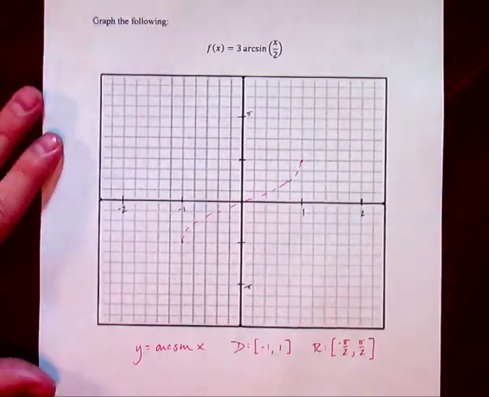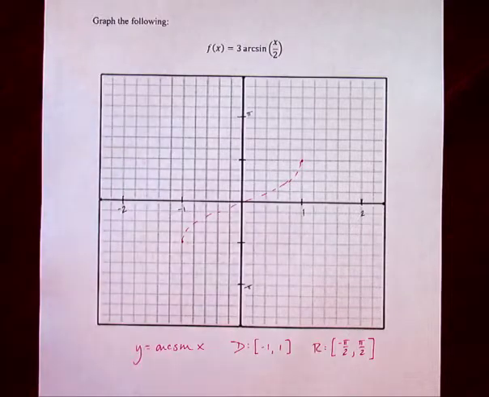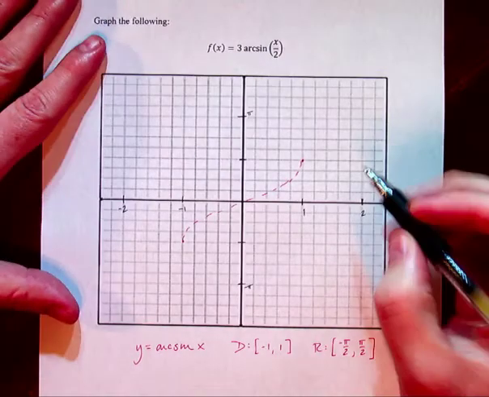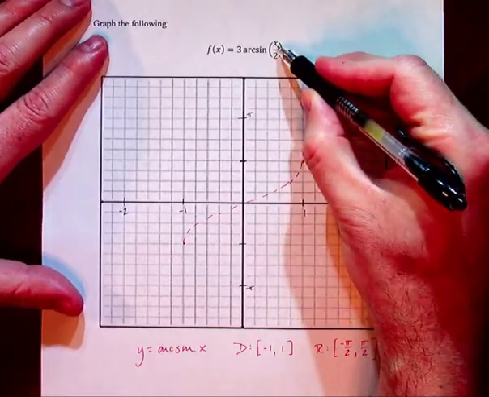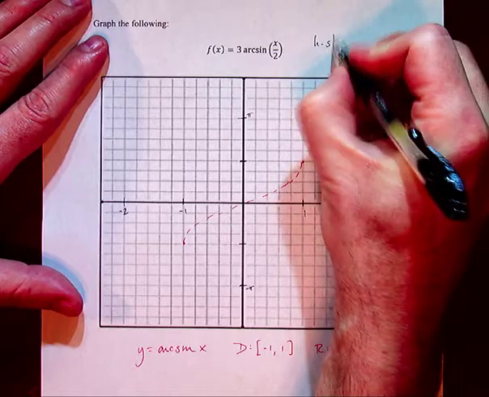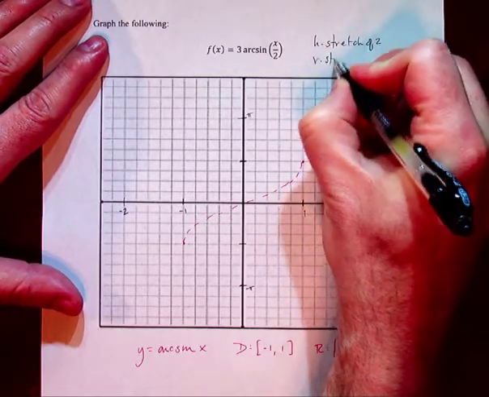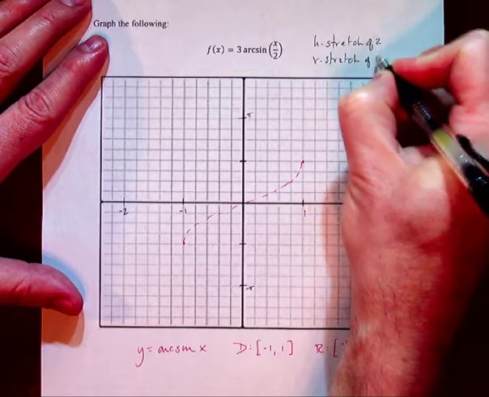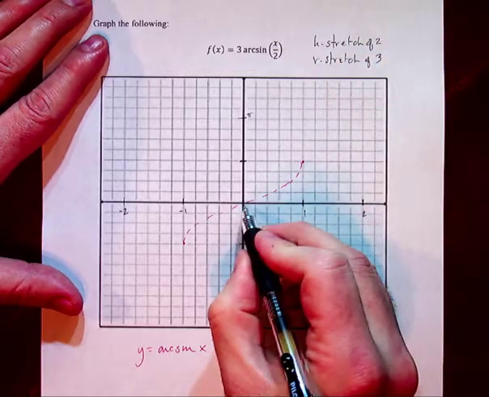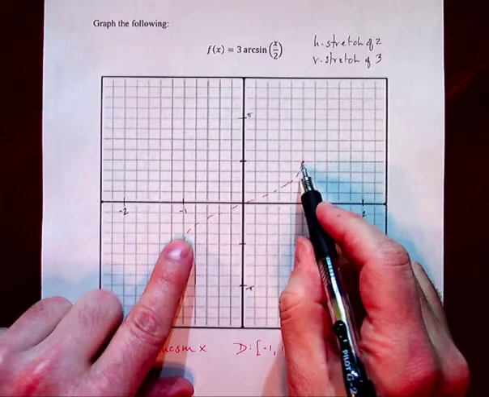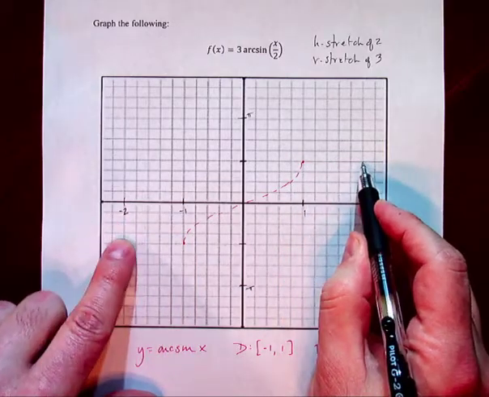Okay. And of course you could plot those a little bit more accurately, but I'm not interested right now in it being super accurate. I just want to show that this can happen, right? And so basically you're going to get a horizontal stretch of 2 and a vertical stretch of 3, which basically means that these points are going to stretch out and then they're going to triple.